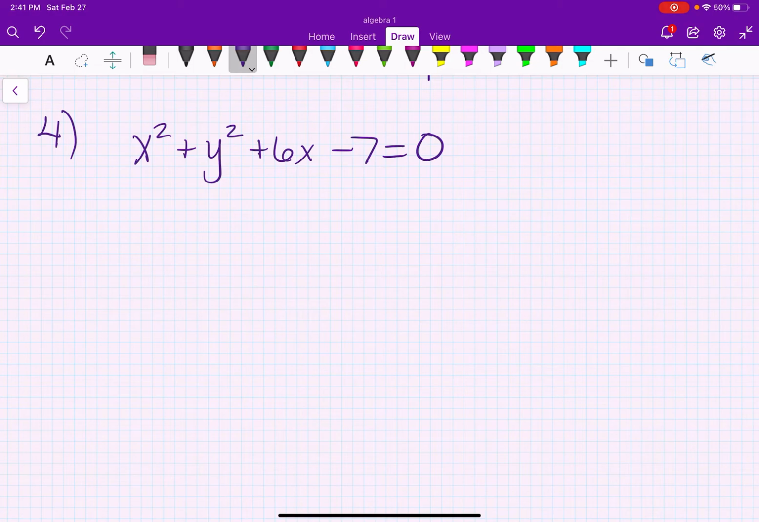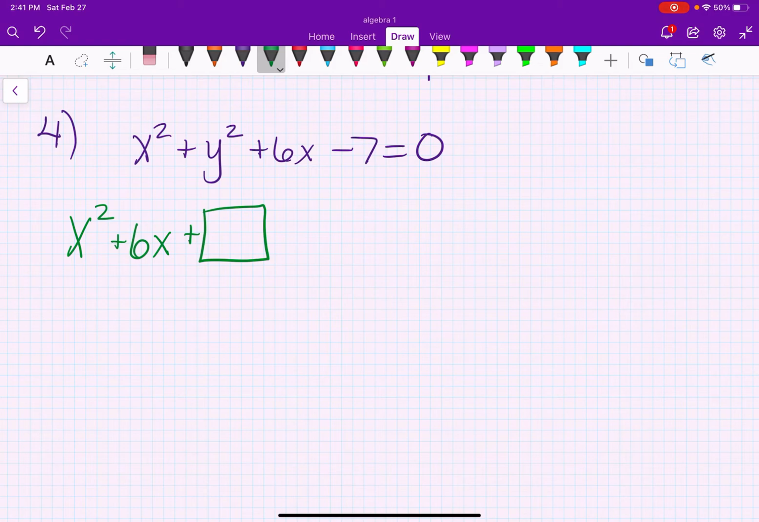So I'm going to rearrange things, because we're going to complete the square twice. I'm going to put x squared plus 6x together, because that goes with it, and we need something next to it so that this becomes a perfect square trinomial.